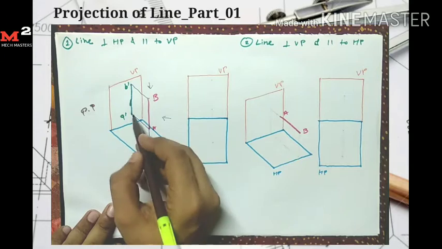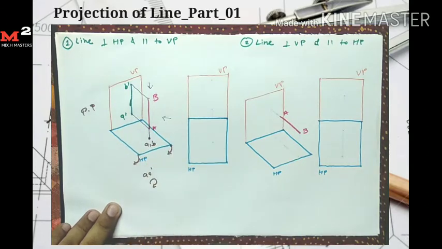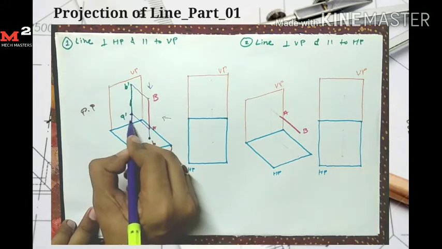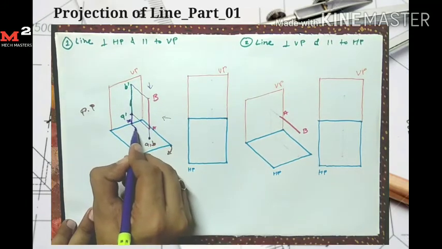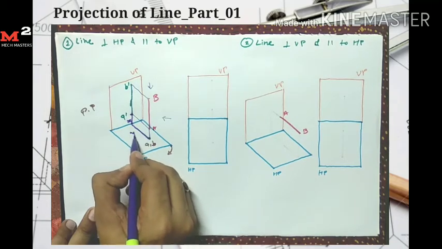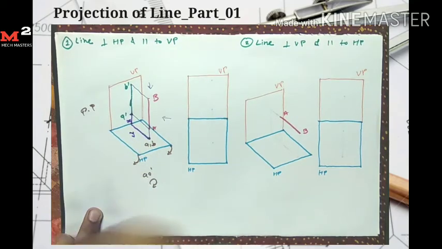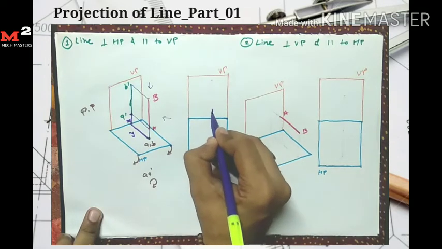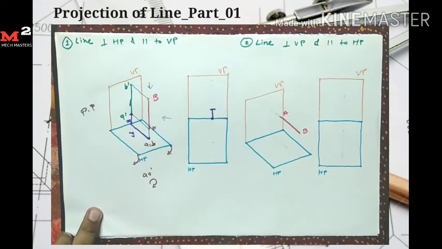For example, here point A is x mm above the HP and y mm in front of VP. So from the reference line I measure x mm above the HP and mark the point A dash.